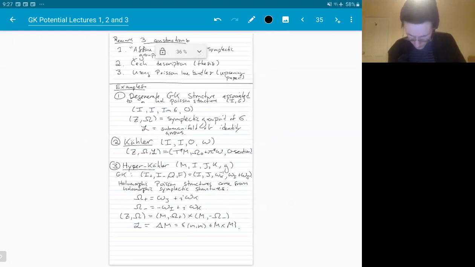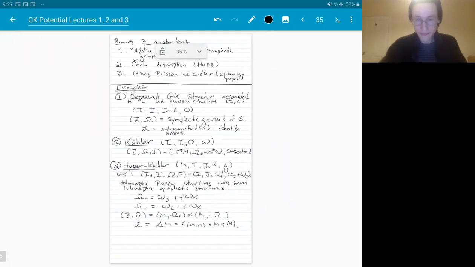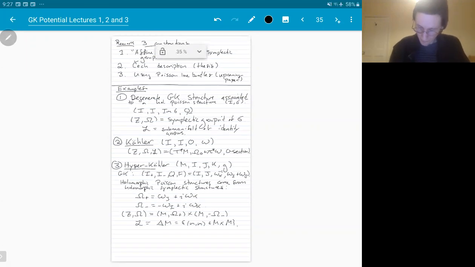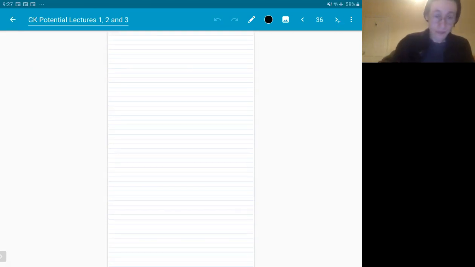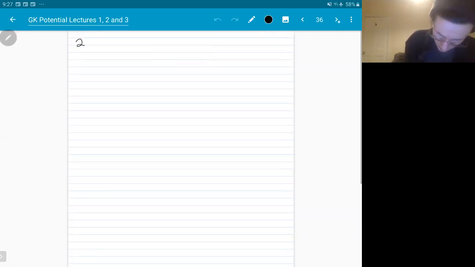So those are just some simple examples. They're the extreme examples, where either the symplectic form or the two form F is degenerate, or where the Poisson structure is degenerate, or where everything is maximally non-degenerate. So now I'll talk about the main subject, which is the generalized Kähler potential.